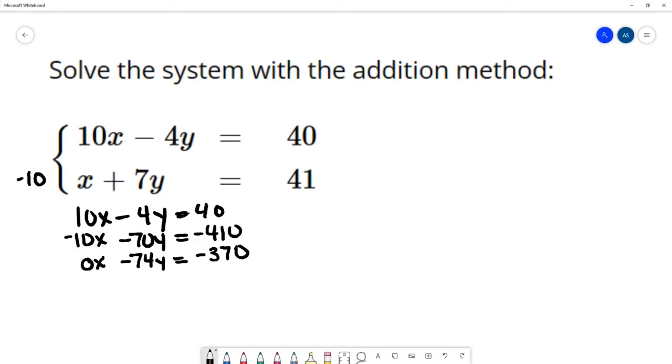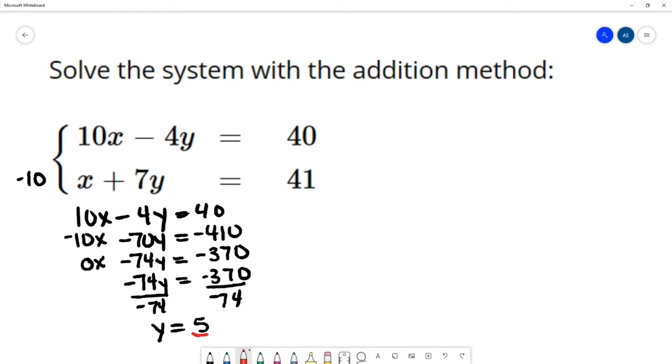So simplifying that, 0x is 0, and 0 plus anything is just itself. So we have negative 74y equals negative 370. We're going to divide both sides by negative 74, and that's going to give us y equals 5.